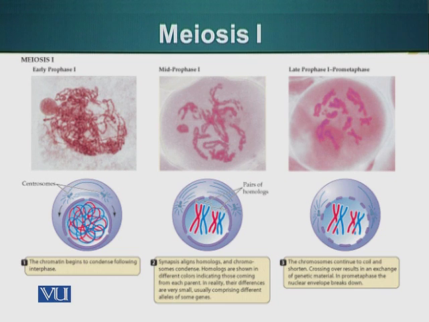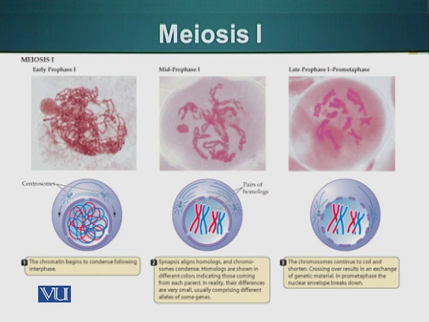In early prophase 1, we cannot see the chromosomes as discrete structures. In mid-prophase, the next stage, we are able to see the chromosomes as discrete structures. Even at this stage, the nuclear membrane is still intact. The centrosomes are continuing their migration towards the opposite ends of the cell.